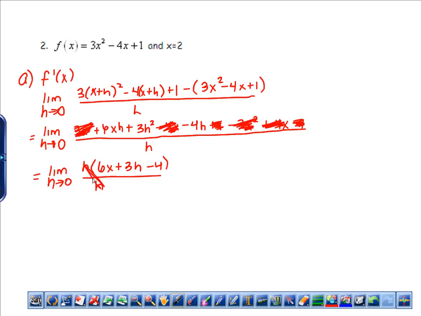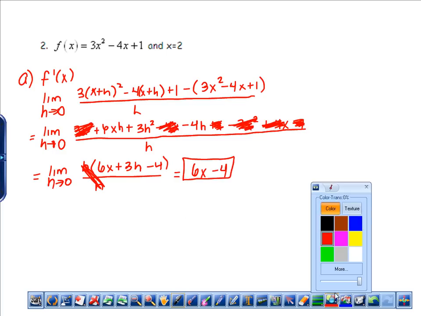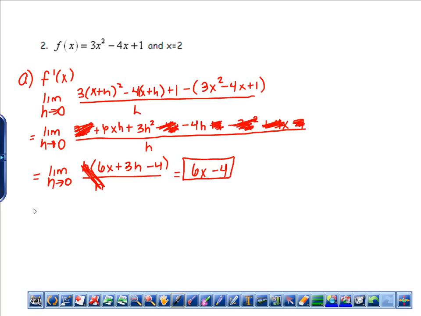Alright, once you cancel out this h over h, you're able to do the direct substitution. And so we get 6x minus 4. This is the derivative. This is f prime of x. It also stands for the slope. So if I want to find the slope of the tangent line at x equals 2, I need to plug in 2 for x into my derivative function. So that gives me 12 minus 4, which is 8. Okay, so this is the specific slope at this x value.